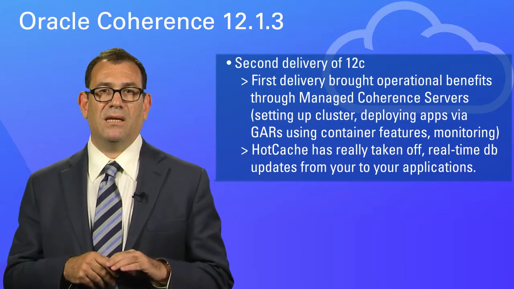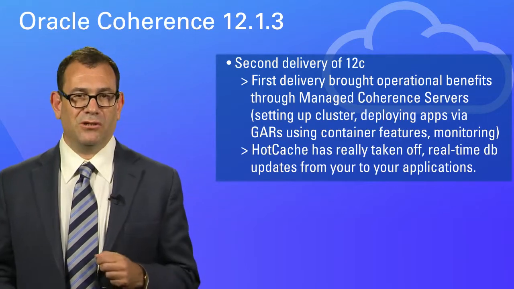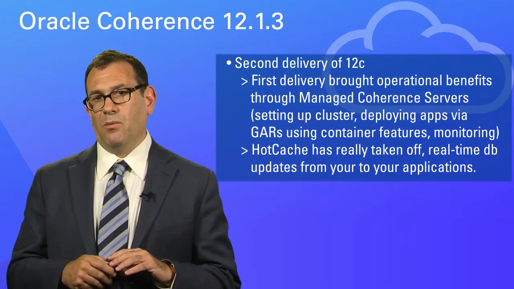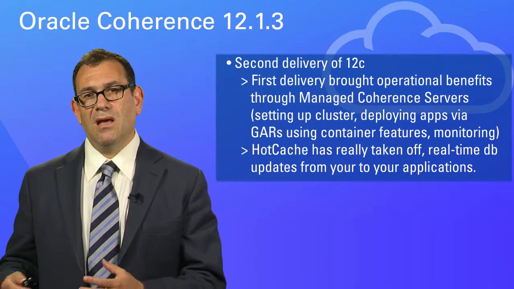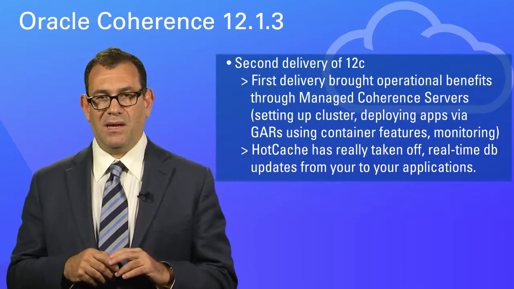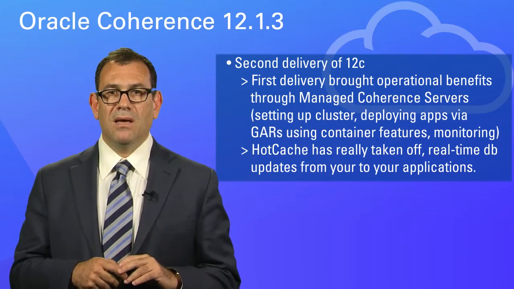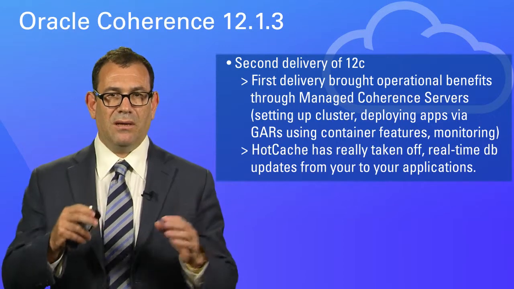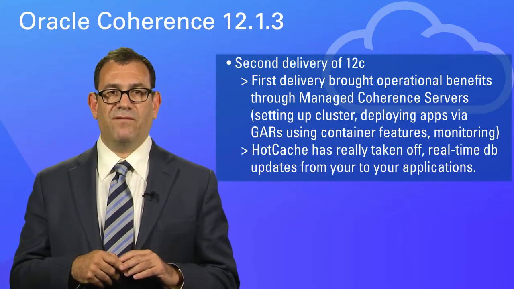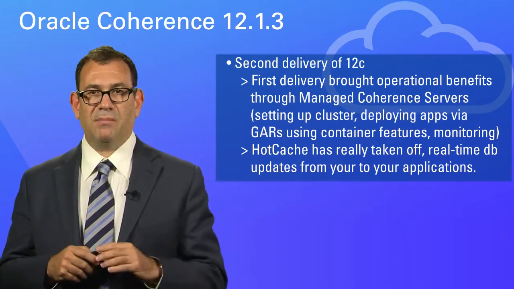The second feature, and one that has really taken off in terms of popularity in the market, is called Oracle Coherence GoldenGate HotCache. A mouthful. I'll just call it HotCache. And what this allows you to do is when you have an application that changes the database, but you're caching data in front of that database, you have this problem all of a sudden that your data in your cache is now out of sync with data in the database. And GoldenGate allows you to automatically update the cache whenever changes are made in your database.